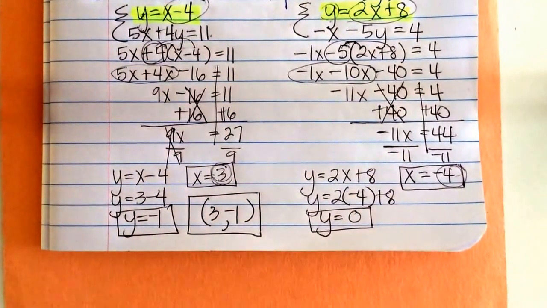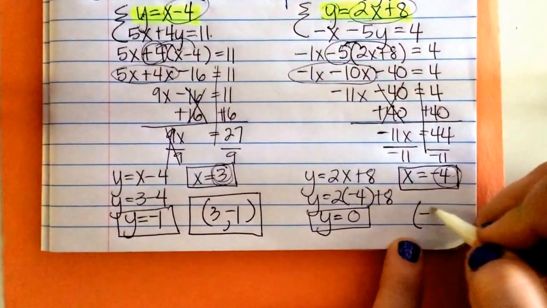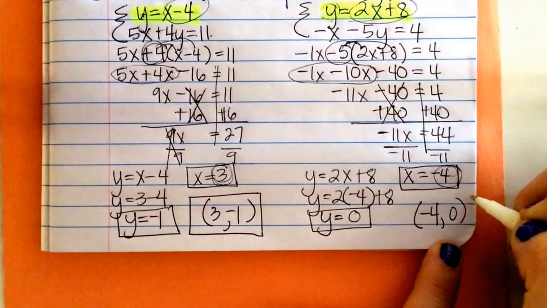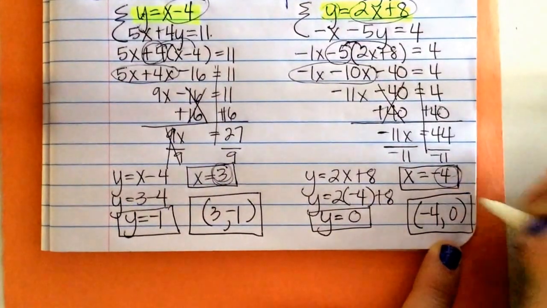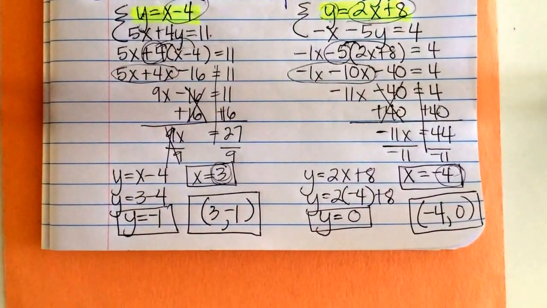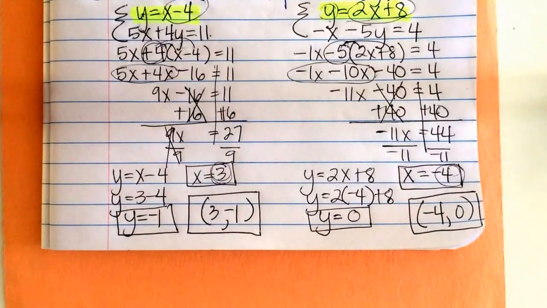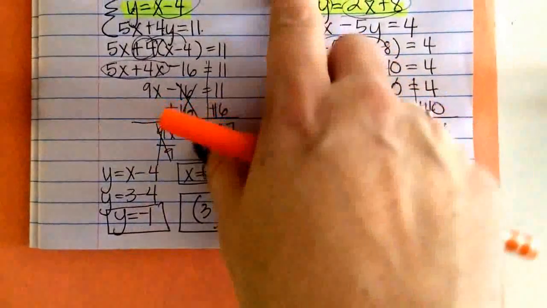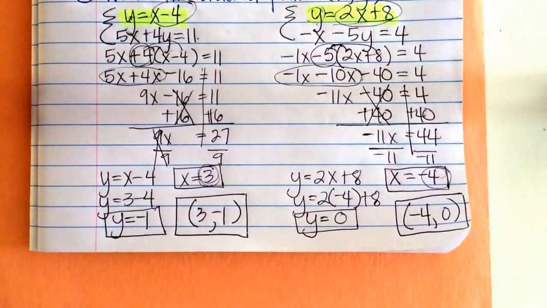What's your final answer? Negative 4, comma, 0. It's an ordered pair, remember? Not slope. And the reason we do it this way is because if you solve for y, if you tried to graph it, you wouldn't be able to because it's not pretty and it won't graph right.